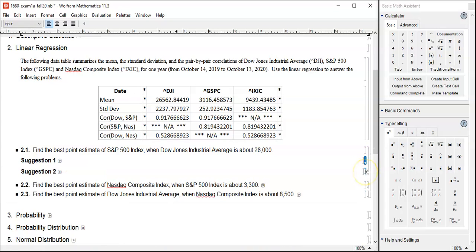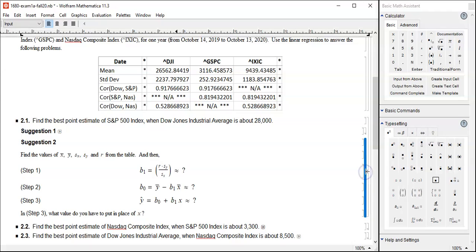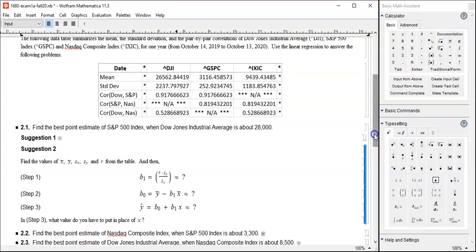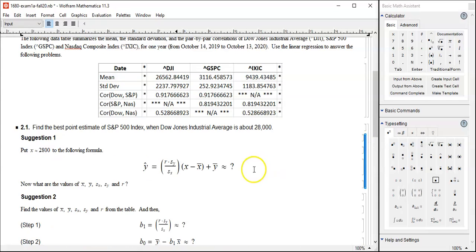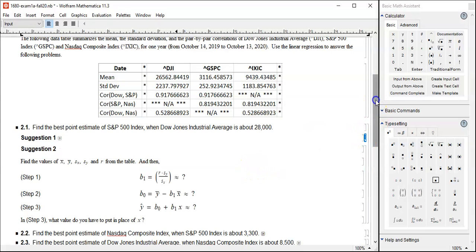Now here's the second method. Second method is the method of textbook and also MyMathLab, and it follows three-step method. Previously it was just one-step method, but this is three-step method.